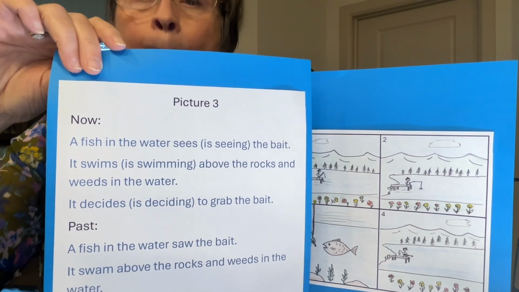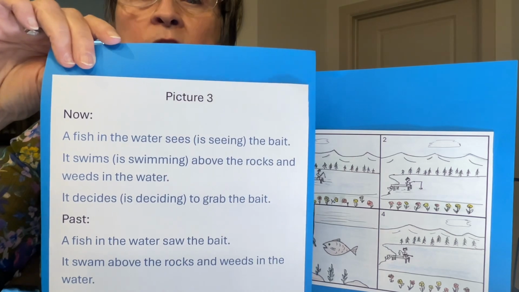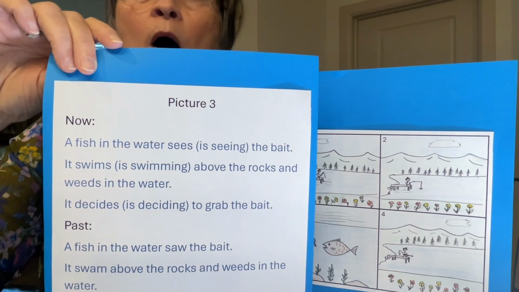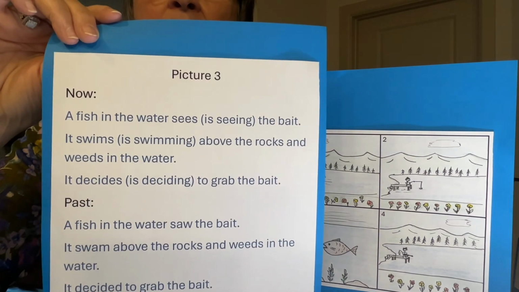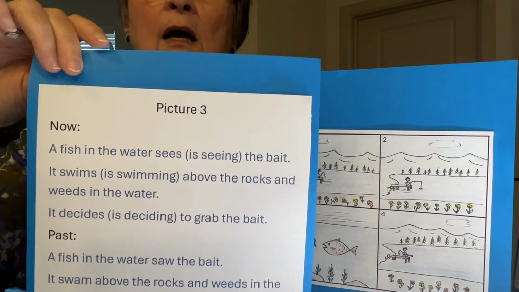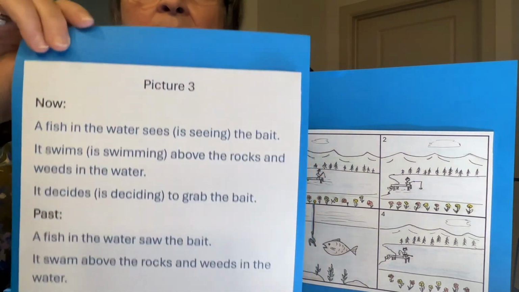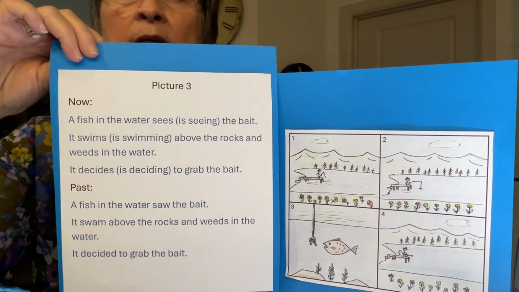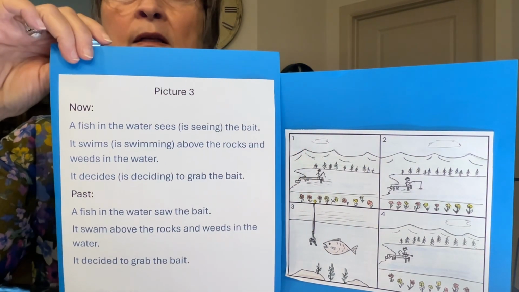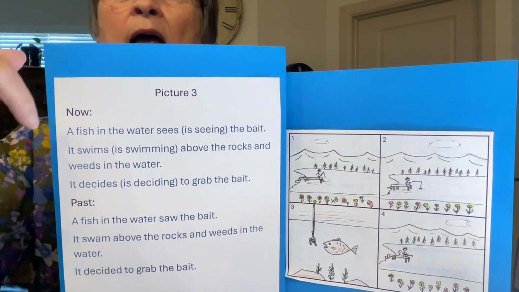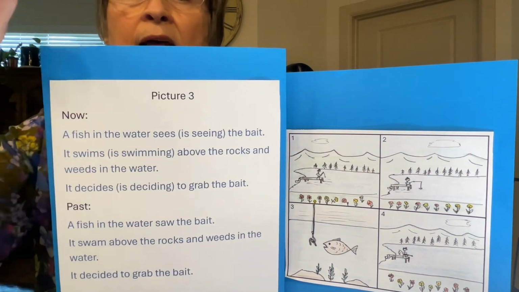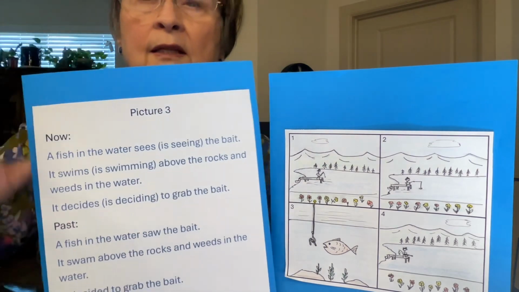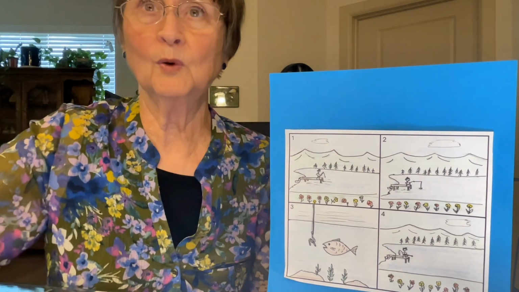It swam above the rocks and weeds in the water. It decided to grab the bait. Now, this is a simpler story than you may have written, but notice the a's and the s on the verbs and things like that. So make sure you do those things. And if I could check it, I would.